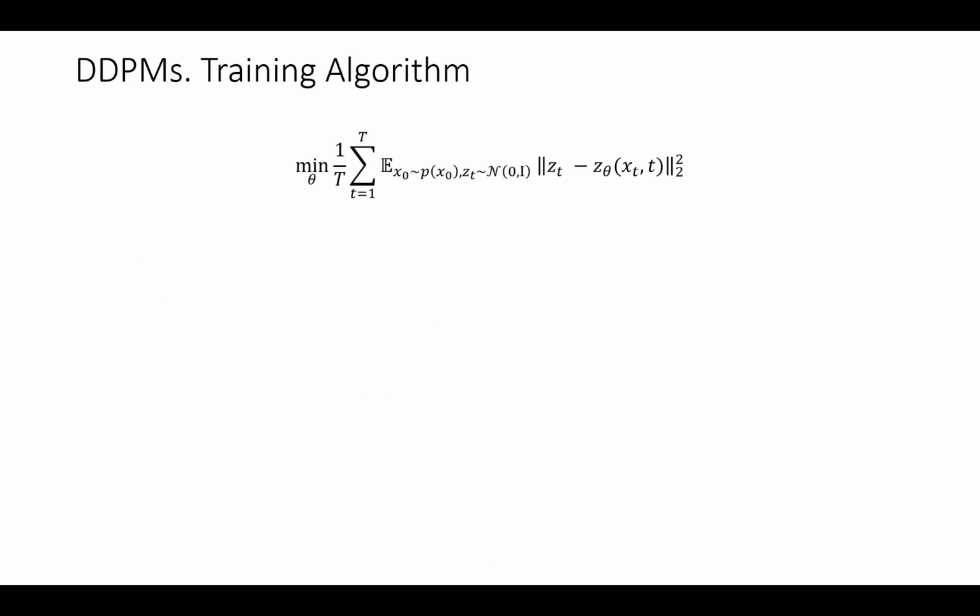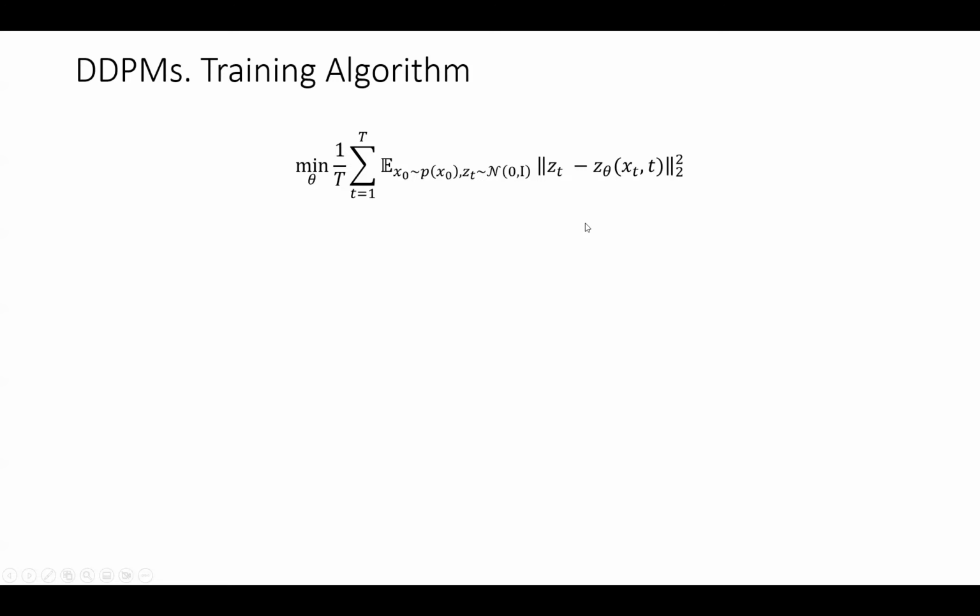So therefore, now the training algorithm is very simple. We just minimize this. Now, as you see, we are going to do these different steps of time. We'll go from t equal to 1 to uppercase T. We will sample the image from the training data, and we'll sample the noise from the Gaussian distribution, and we'll minimize this.